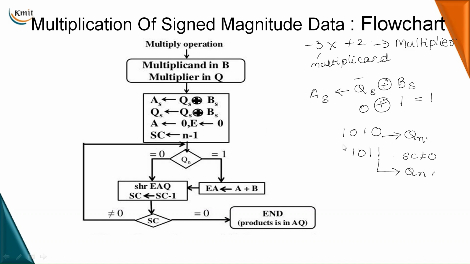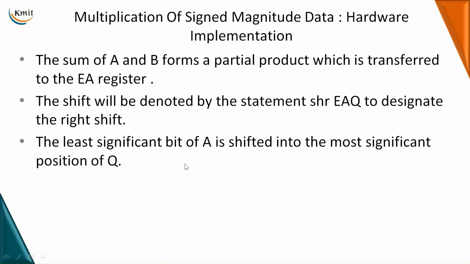So together, if I say what is the size of your multiplier, I say it as 5 bits. But I have to consider only the magnitude part. That's why I'm representing it as n minus 1. Okay. Now we are going to check the Qn-th bit. So what is Qn?